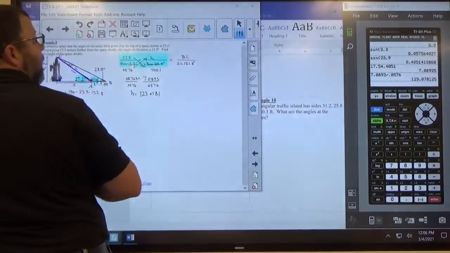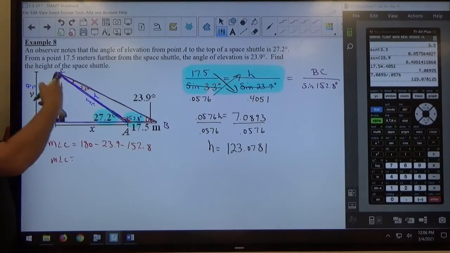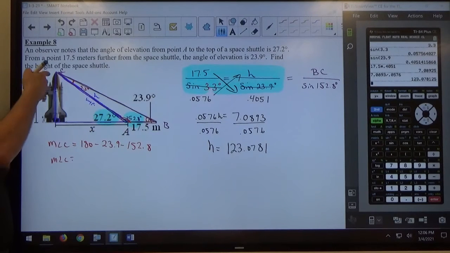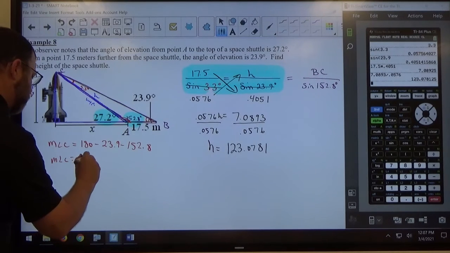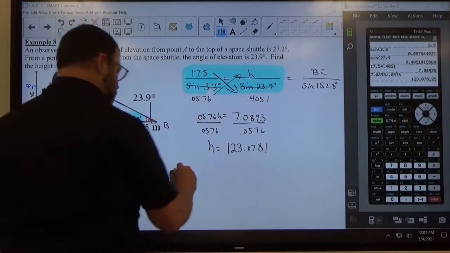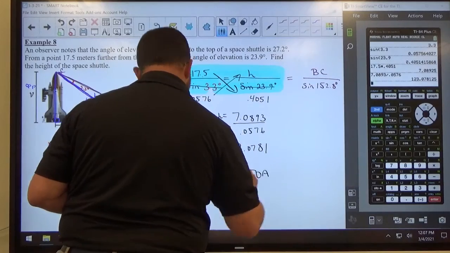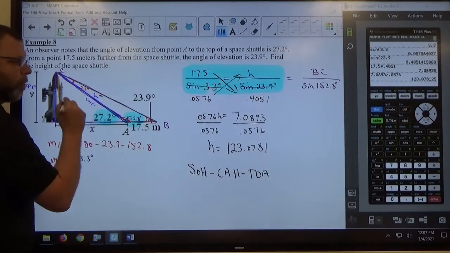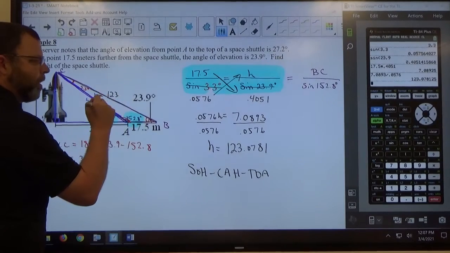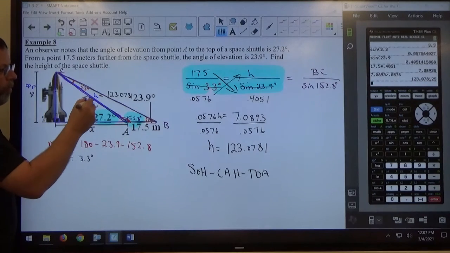And again, it's not asking me to find h, it's asking me to find the height v, but by knowing what h equals, I have the capacity now to figure out what v equals by SOHCAHTOA. So if I look at this blue right triangle here, now I'm inside a right triangle, so now SOHCAHTOA is alive and well. If I look at SOHCAHTOA, and h is equal to 123.0781, right? H is the hypotenuse, we know that.